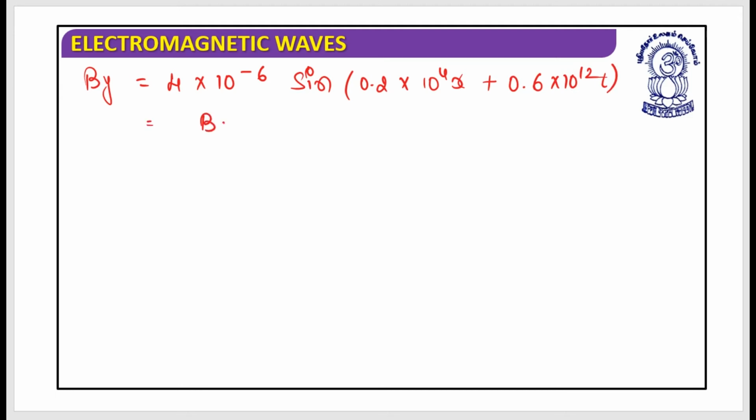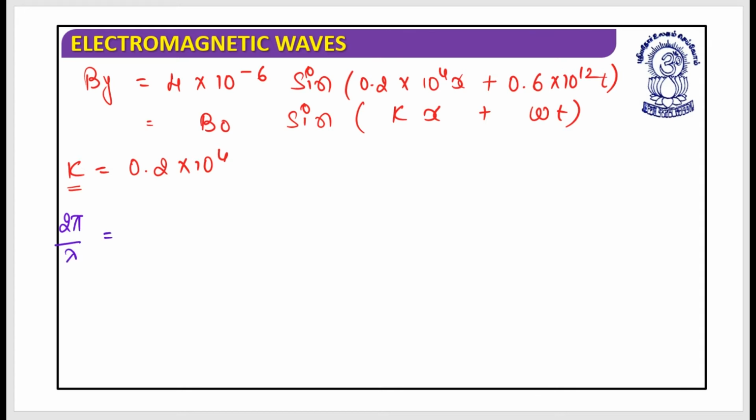So I need to relate this with this. It's a b naught sine k into x plus omega into t. Yes, so this k equals 0.2 into 10 to the power 4. This is the wave number. Next, the wavelength: k equals 2 pi by lambda, which is 0.2 into 10 to the power 4. So lambda equals 0.2 into 10 to the power 4 divided by 2 pi.